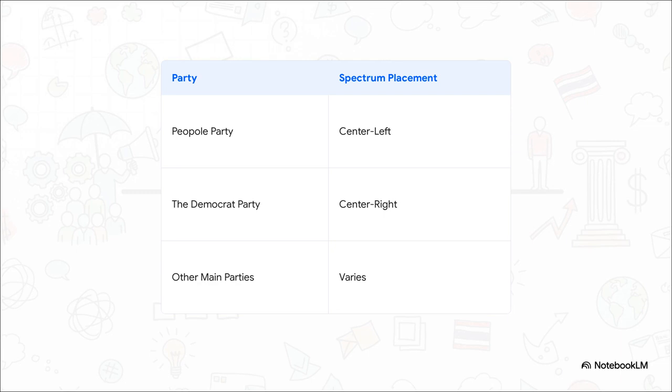For example, a party like the People Party lines up with progressive, social democratic ideas, which puts it on the center-left. But then you have the Democrat Party, one of the oldest in the country, which leans center-right, mixing conservative social views with a strong belief in economic freedom. And the really crucial thing to get is these are just 2 of the main parties. There are others all over the place on the spectrum.